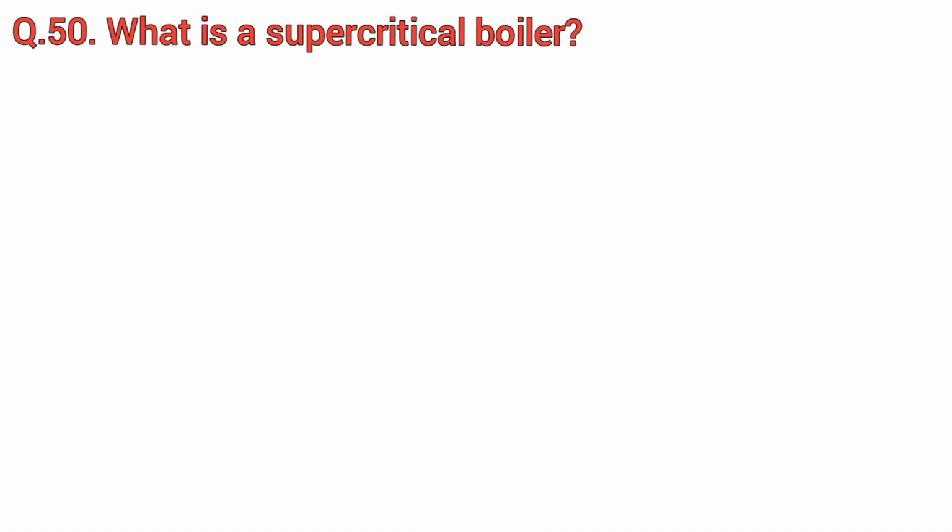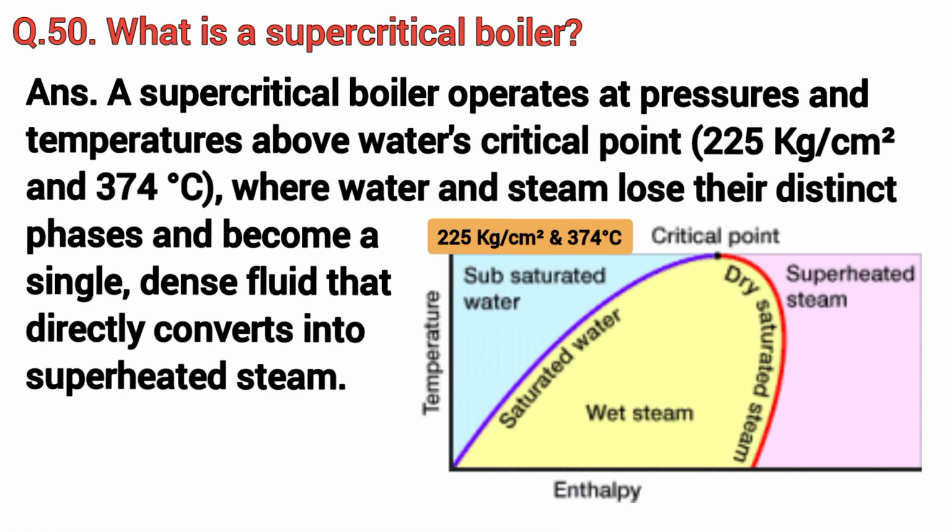What is a supercritical boiler? A supercritical boiler operates at pressures and temperatures above water's critical point, 225.5 kilograms per square centimeter and 374 degrees Celsius, where water and steam lose their distinct phases and become a single, dense fluid that directly converts into superheated steam.